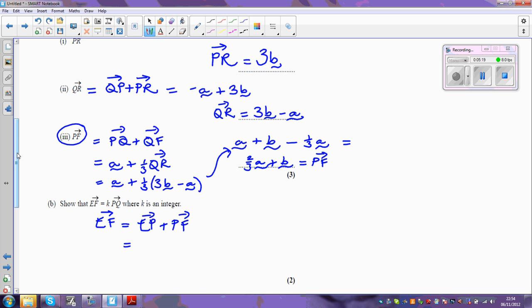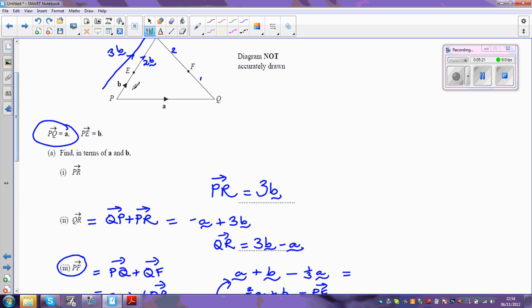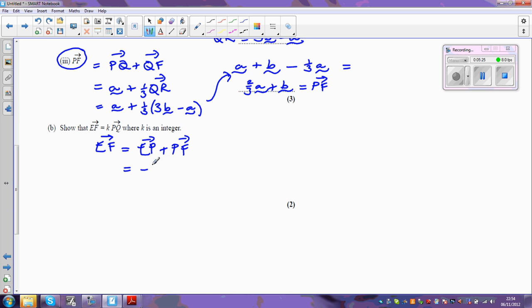Now the vector EP, okay, well that's just minus B. Okay, so if I just write that in, and I've just established in part 3 here that PF is actually this lot. So it's plus 2/3 A plus B. And what I realise now is that my minus B plus B cancel each other out, and I'm left with 2/3 A. So EF is 2/3 A.